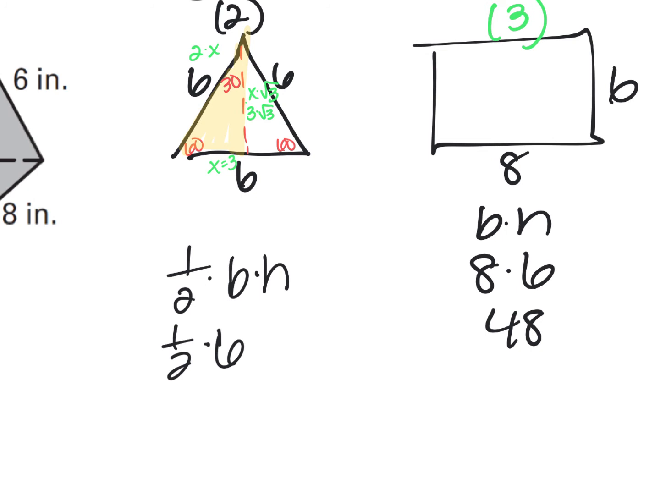Our base. Some people on this, when you start doing your triangle, you may think your base is 3. It's not. It's the whole base of the whole triangle. We just split it in half to find that height. So it's still 6. And then times the height, which is 3 square root 3.